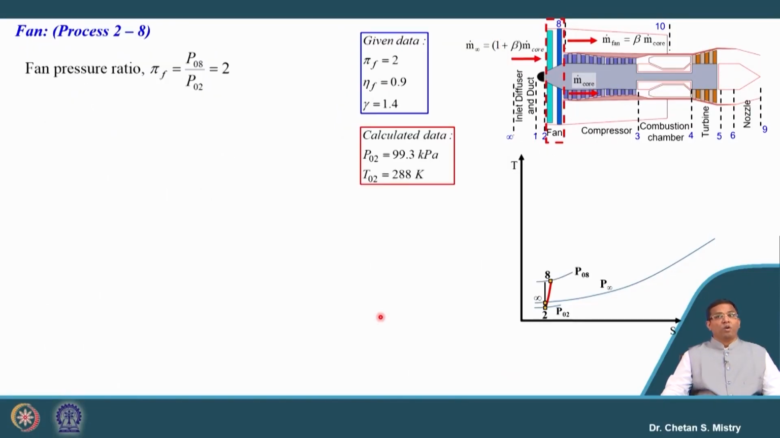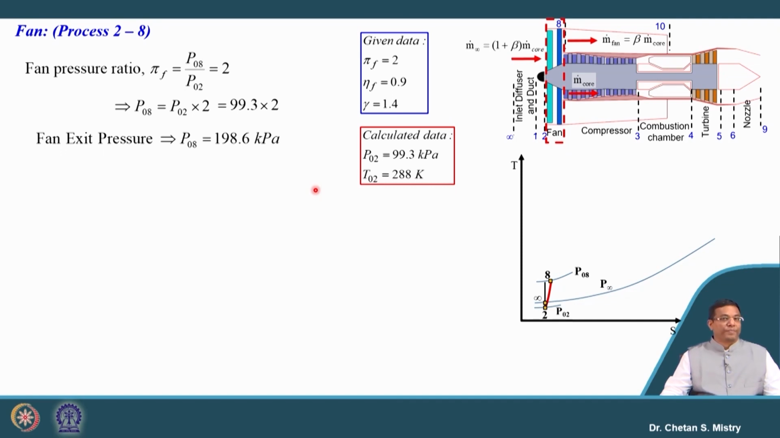Okay. Now, the very first component after my intake is the fan, and for the fan we are given a fan pressure ratio of 2 and a fan efficiency of 90%. Since we have the previous temperature and pressure, meaning the entry pressure and entry temperature for the fan, based on that we can calculate the exit pressure from the fan. This exit pressure comes to be 198.6 kilopascal.